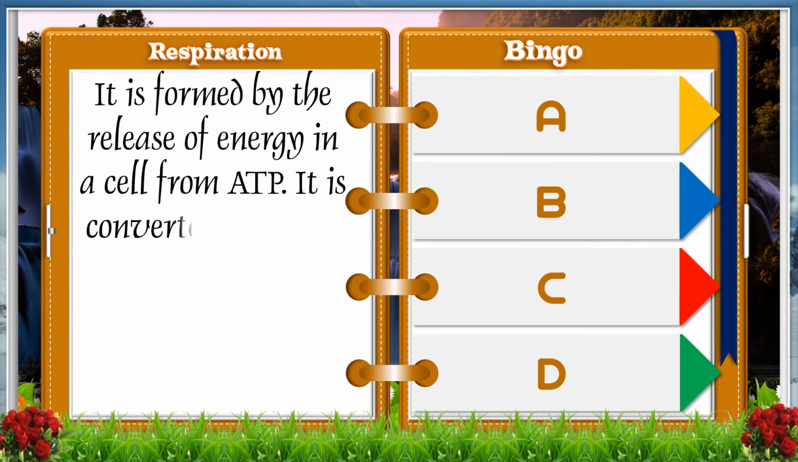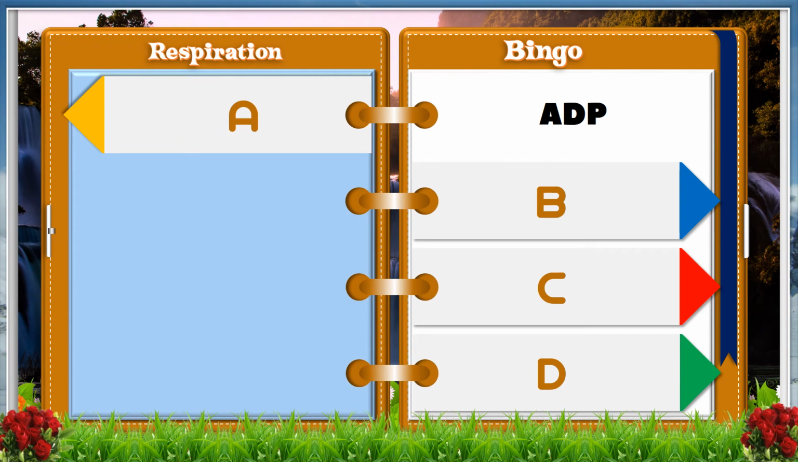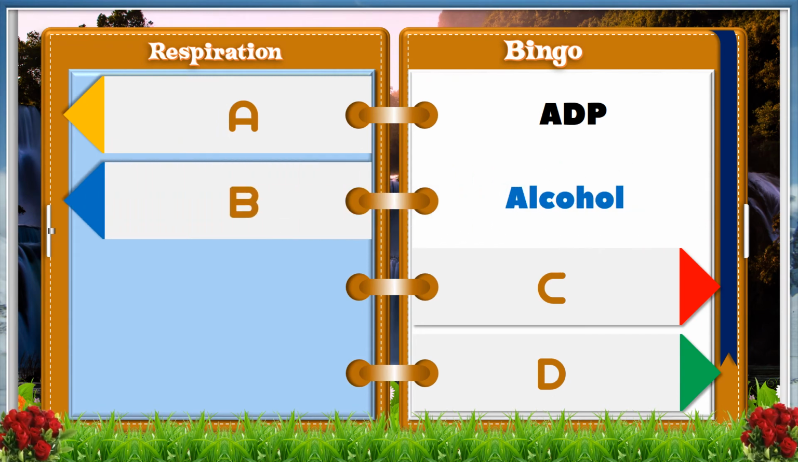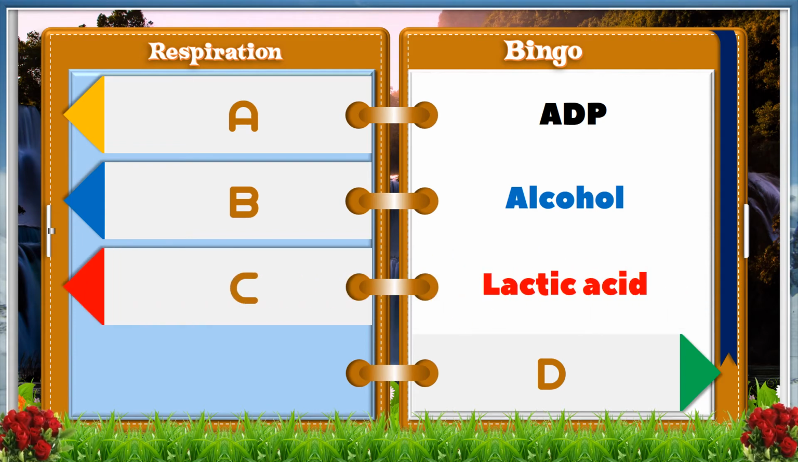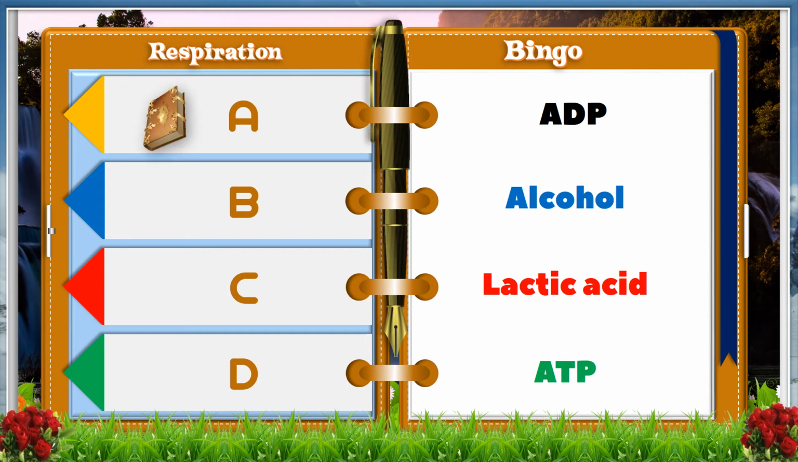It is formed by the release of energy in a cell from ATP. It is converted back into ATP by the addition of a phosphate group during respiration. A. ADP. B. Alcohol. C. Lactic acid. D. ATP. And the answer is A. ADP.